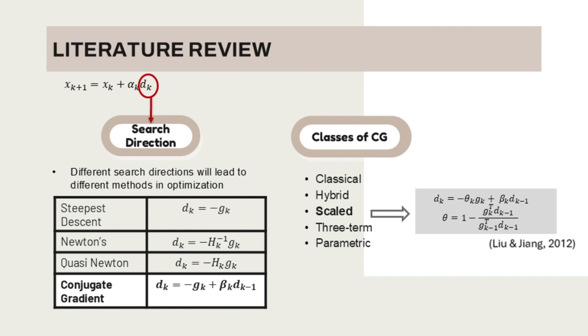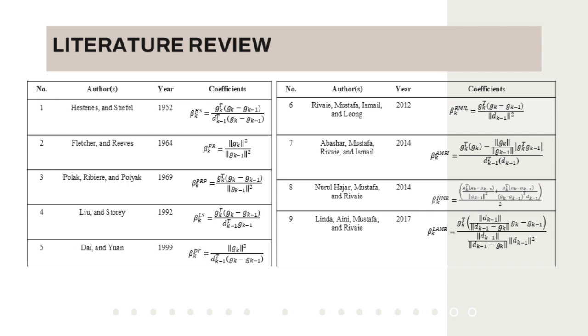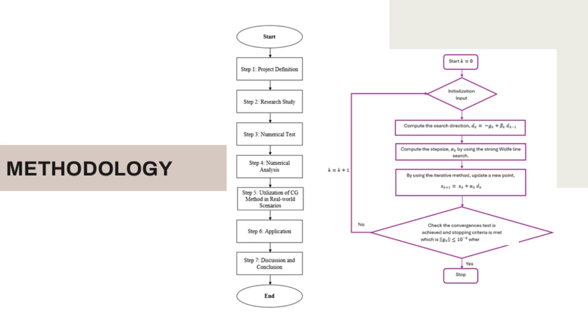In our study, we specifically use the conjugate gradient, or CG method. The CG method itself comes in several classes, including classical, hybrid, scaled, free term, and parametric variants. For this project, we focus on the scaled conjugate gradient method. Here are some of the well-known coefficients used in conjugate gradient methods, along with their respective formulas. And this is the overall methodology followed in this study.